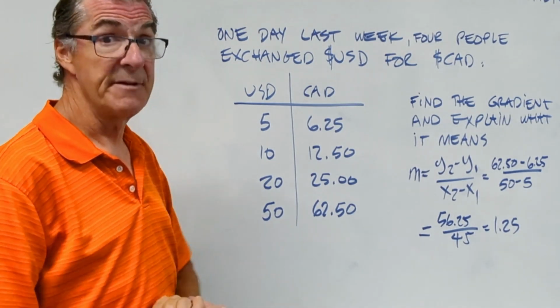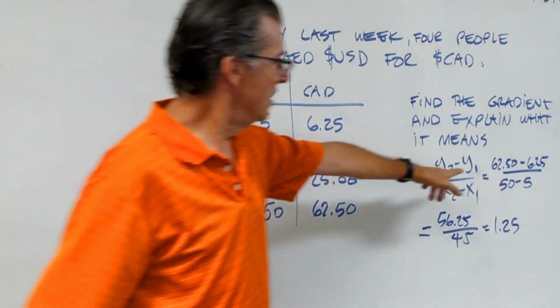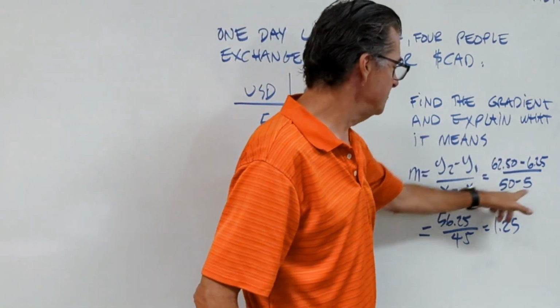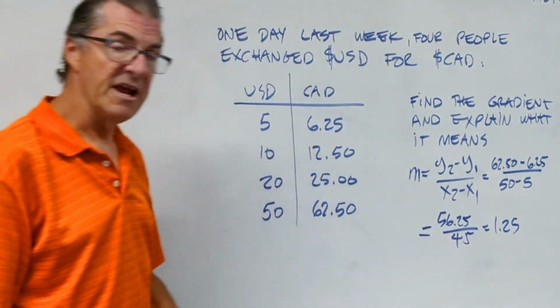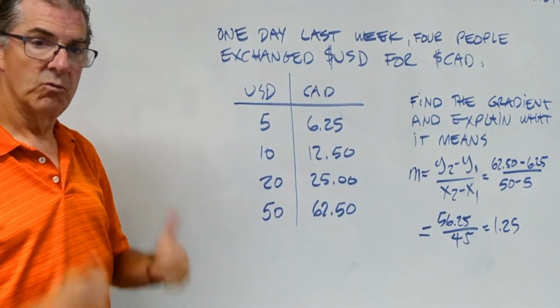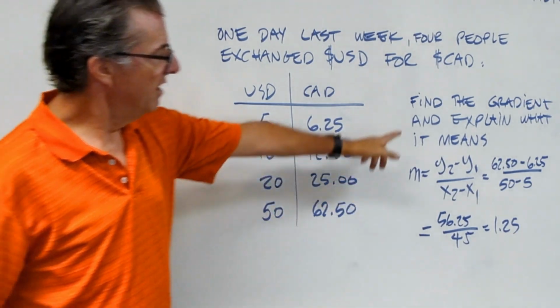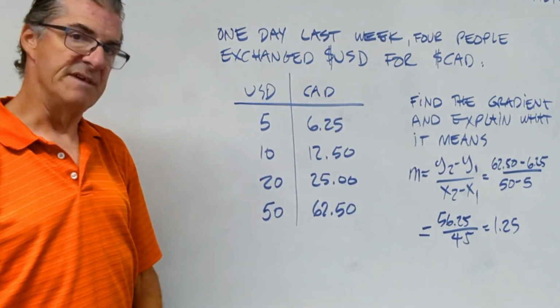You should still get the same answer I get. So here we go. I did my y2 minus y1 over x2 minus x1, did my math, simplified down, and I got my gradient is 1.25. Woohoo!